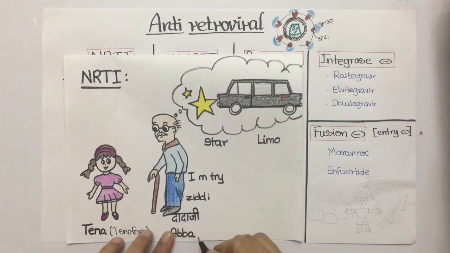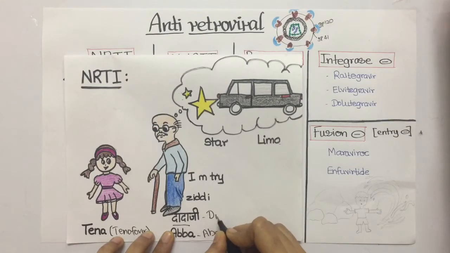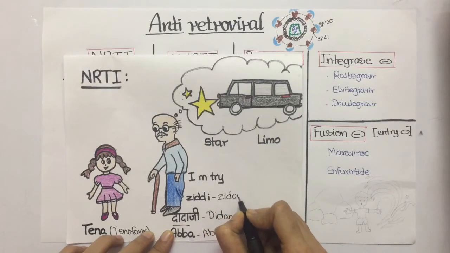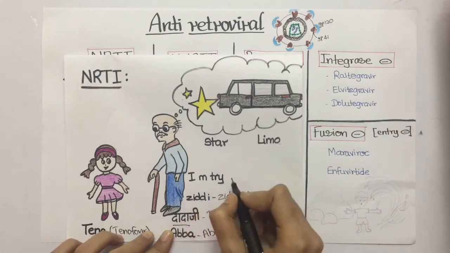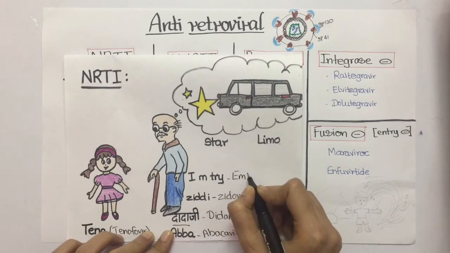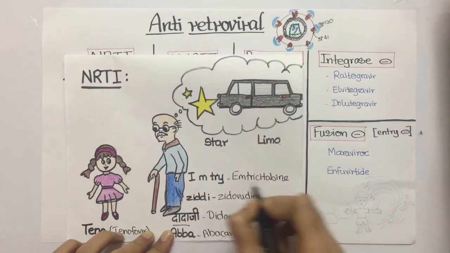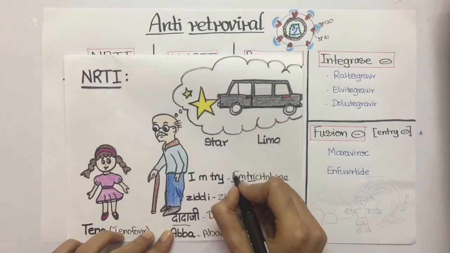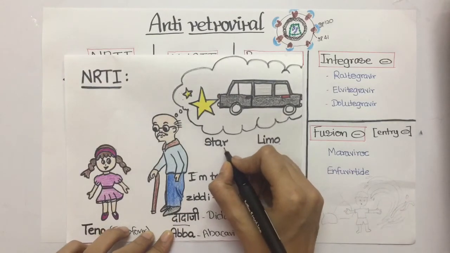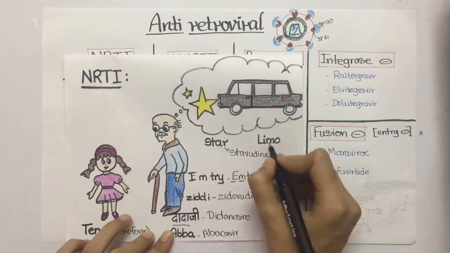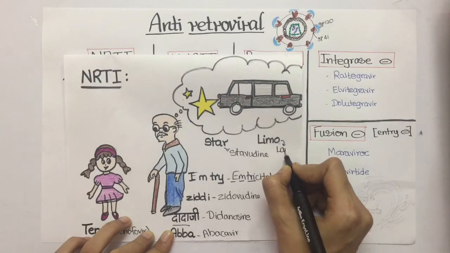Tina's Abba, abacavir. From Dada we will remember didanosine. From Ziddi, the Dada is Ziddi, so we'll remember zidovudine. I am tri, so the drug is emtricitabine. So tri, instead of I, we'll remember it as E. For star, we'll remember the drug stavudine, and by limo we'll remember the drug lamivudine.